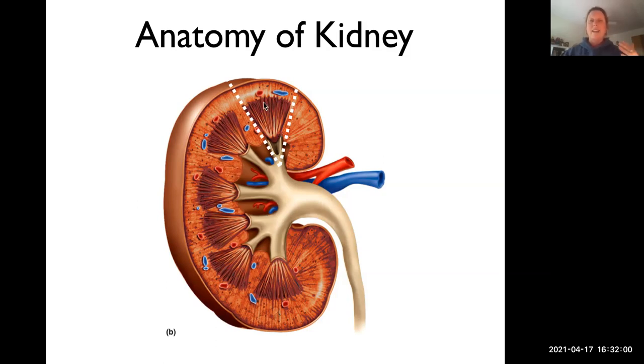Without yet having talked about how plasma filtration takes place, let me just say that the plasma gets filtered here, and there are little holes that we really can't see in this diagram very well at the bottom of the renal pyramid. These are called papillae. And this is where the urine drips out.